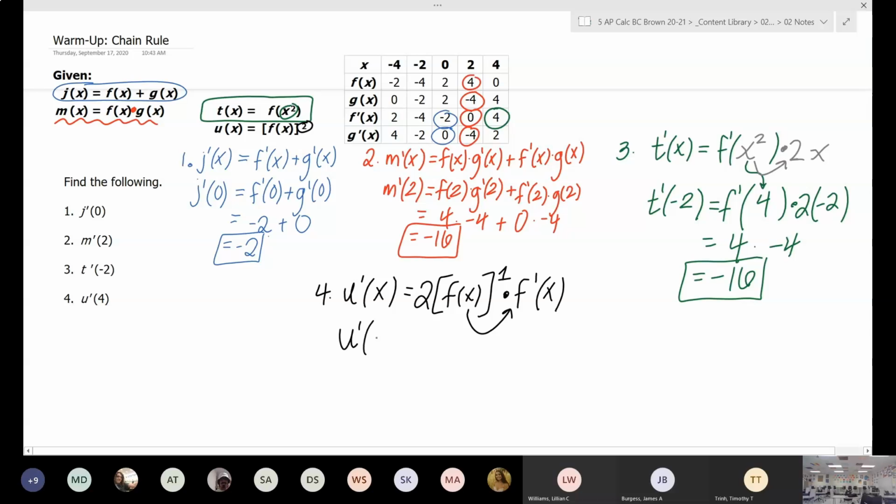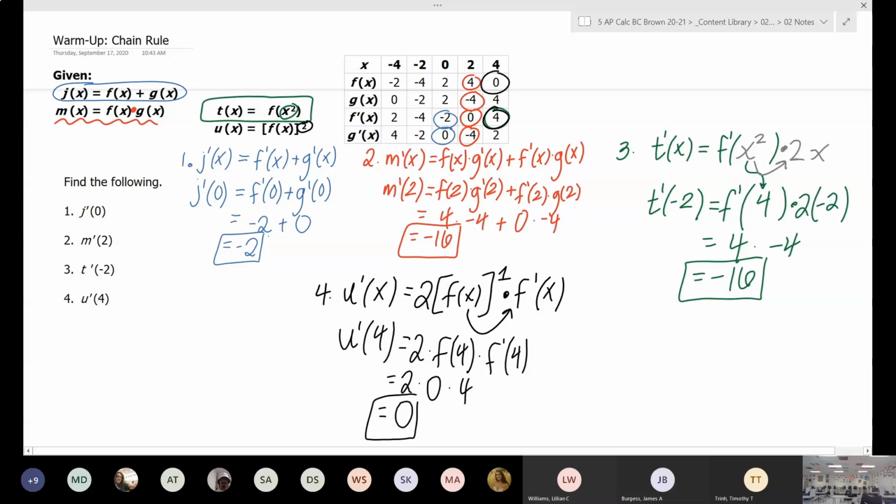Evaluating this, I'm finding u prime of 4, and we have 2 times f of 4 times f prime of 4. 2 times f of 4 is 0. F prime of 4 doesn't really matter, but it's a 4. So we get that u prime of 4 is equal to 0.